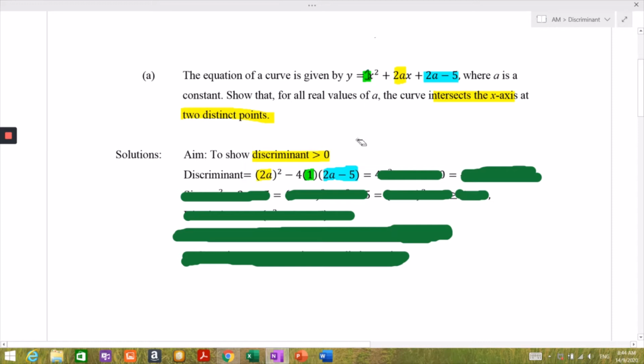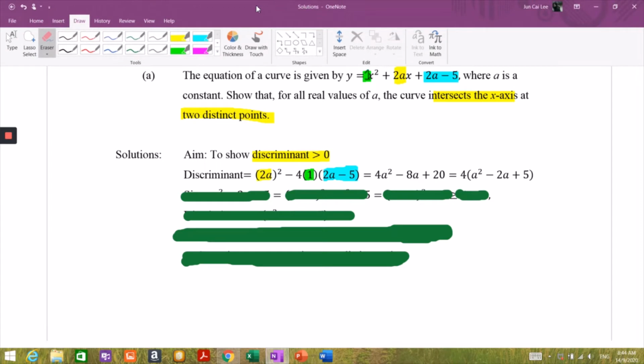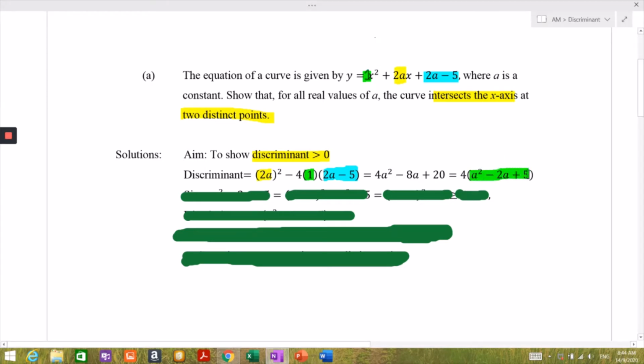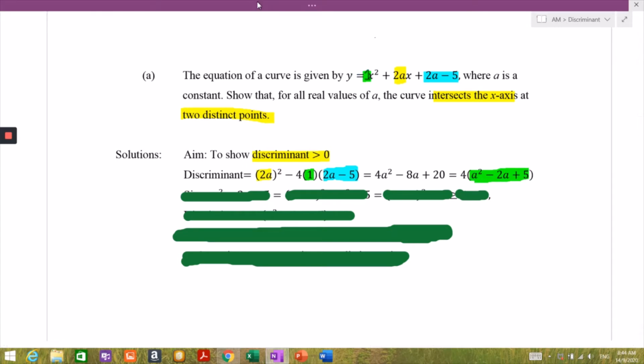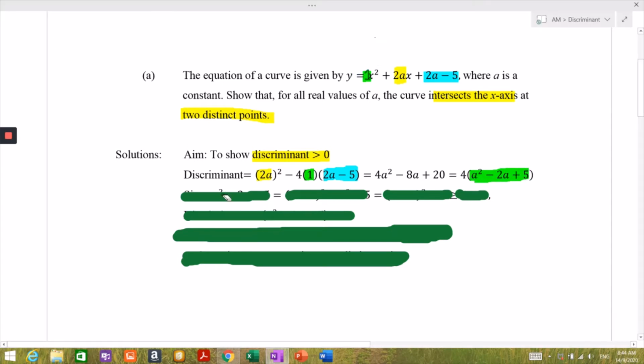Here you end up getting a quadratic expression in terms of a. And as with any good algebra practice, do take out any factors in common. In this case, 4 is a common factor. So your job is to show that this expression is positive. We first analyze what happens inside the bracket, this a squared minus 2a plus 5. So the trick over here is to show that this quadratic expression is positive.